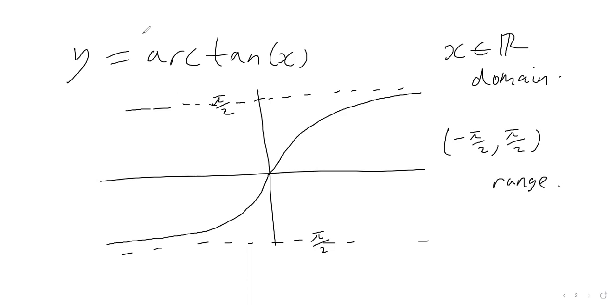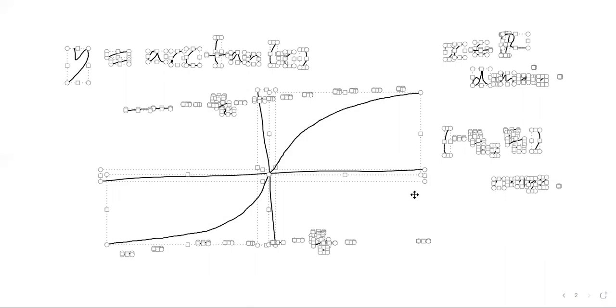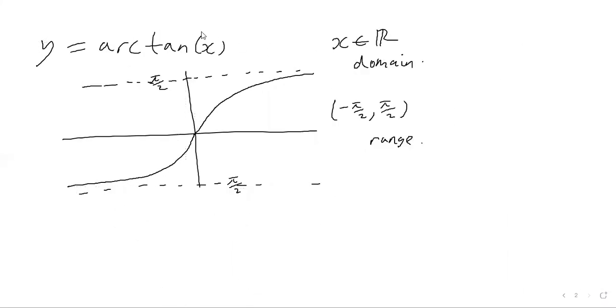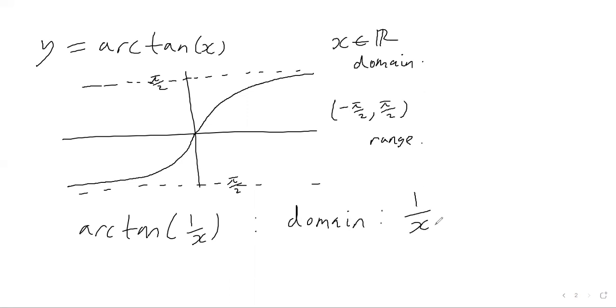Okay, brilliant. So now we can use this information to help us out with the domain and range of the arctan of 1 over x function. So arctan of 1 over x must have a domain which satisfies 1 over x being a real number. So the domain for this is 1 over x in the real numbers, just by swapping the variable 1 over x with the variable x up there. So we know that must be true.